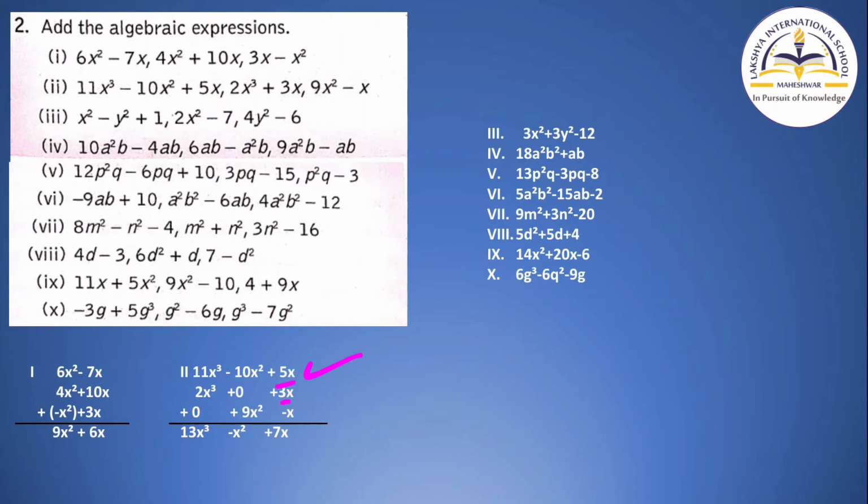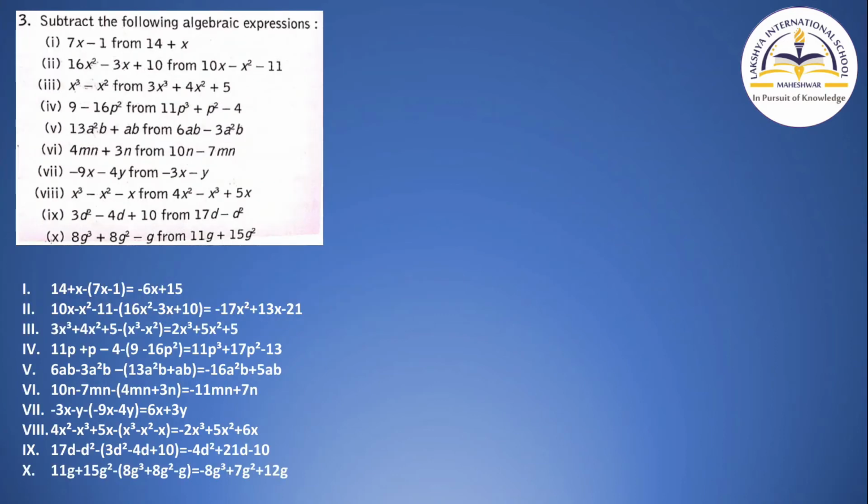5 plus 3 is 8, 8 minus 1 is 7x. Okay, now minus 10 plus 9 equals minus 1, so minus x square. Now 11 plus 2 is 13, so 13x cube, so this will be your answer. Now all the answers are given here, you have to solve them in the same manner.